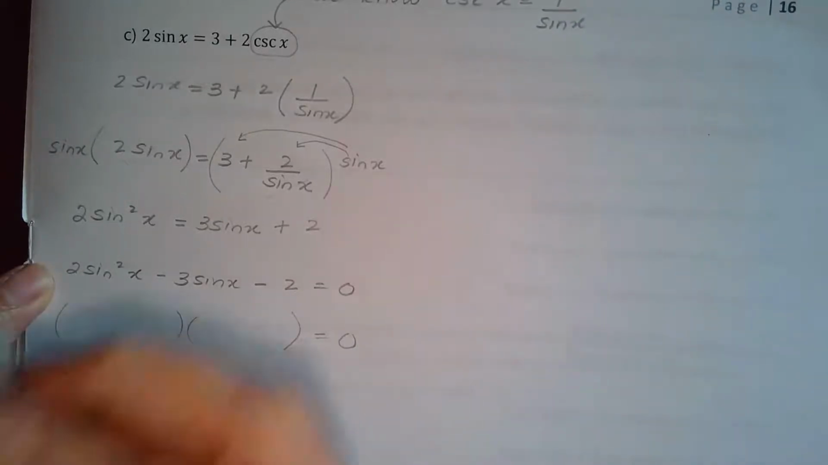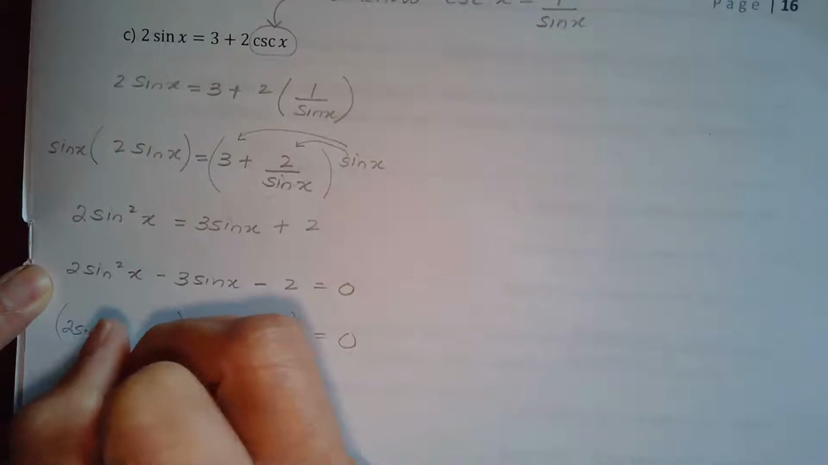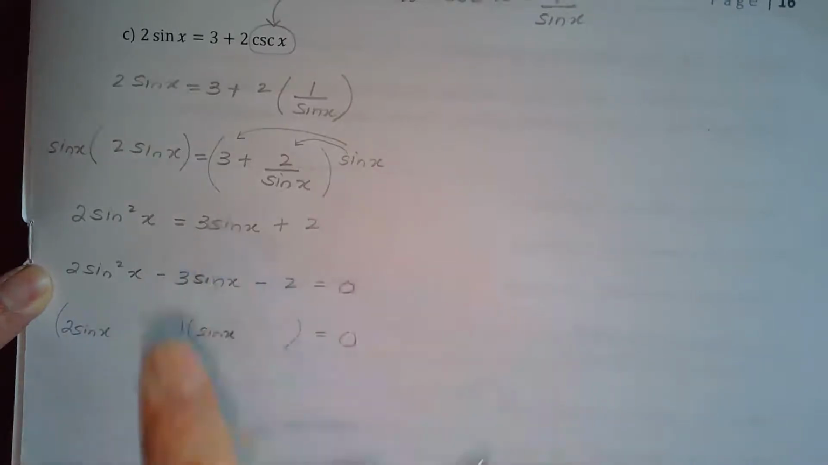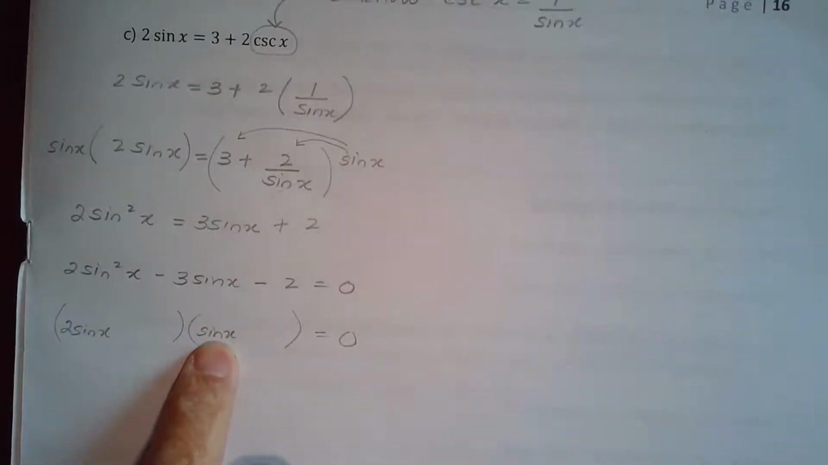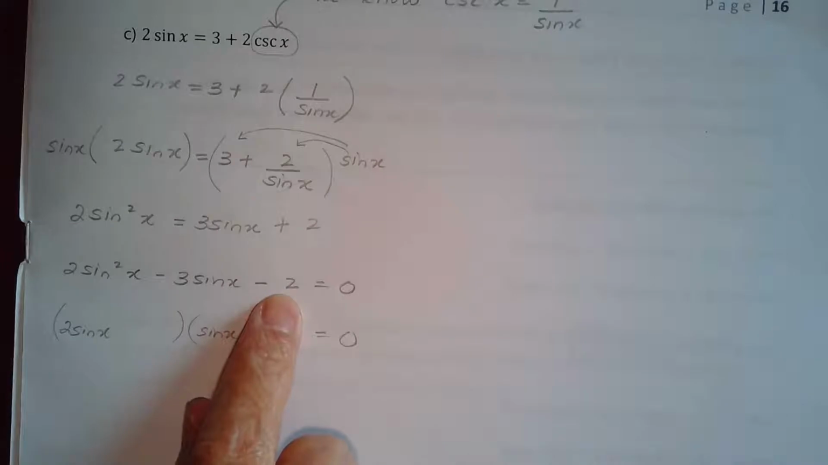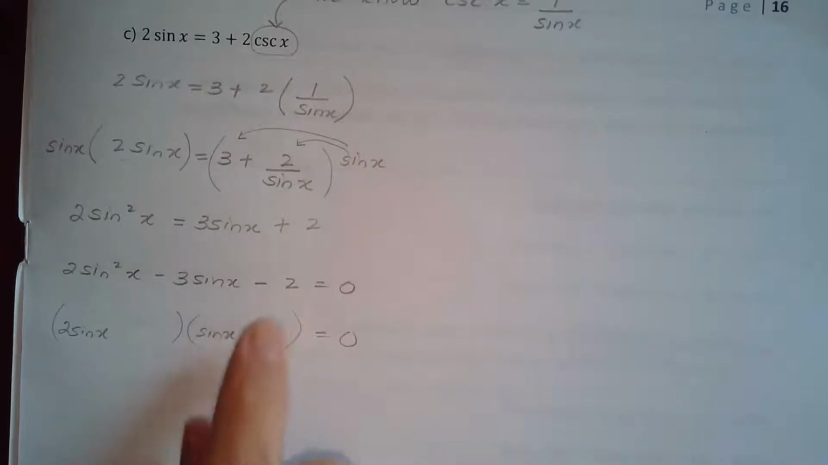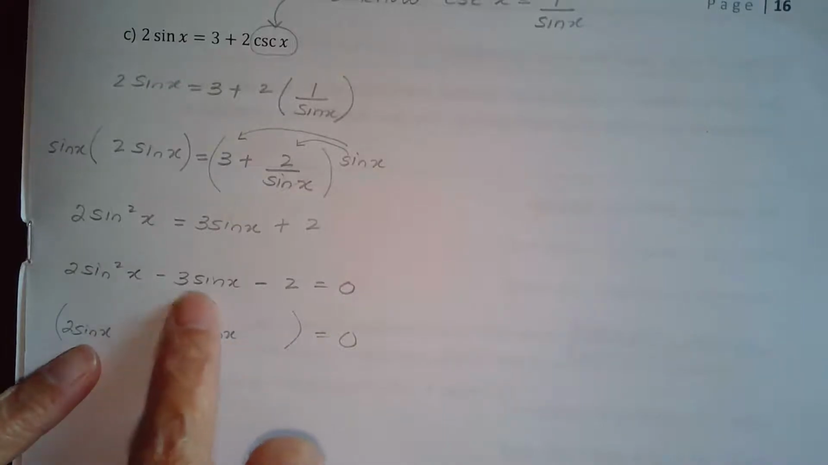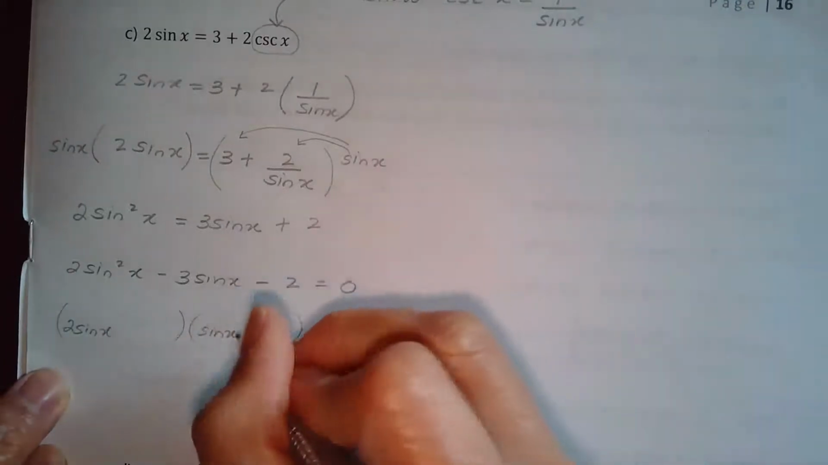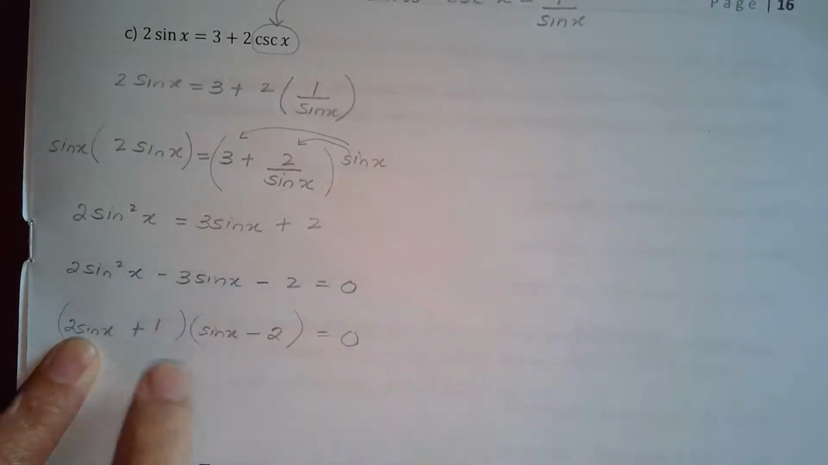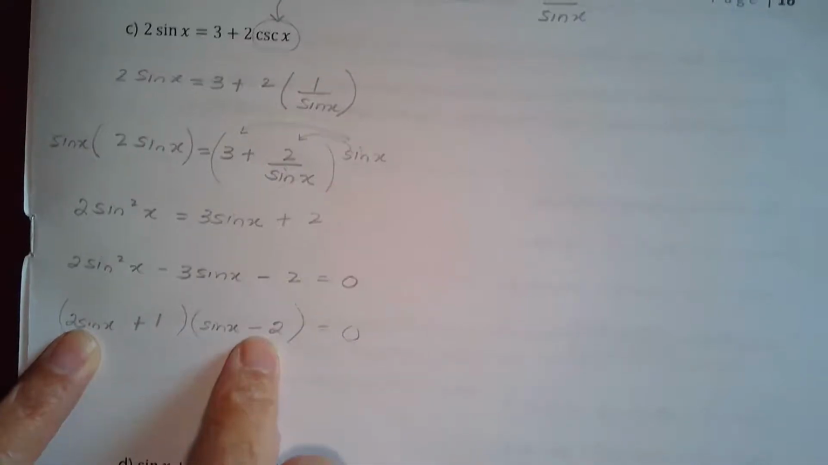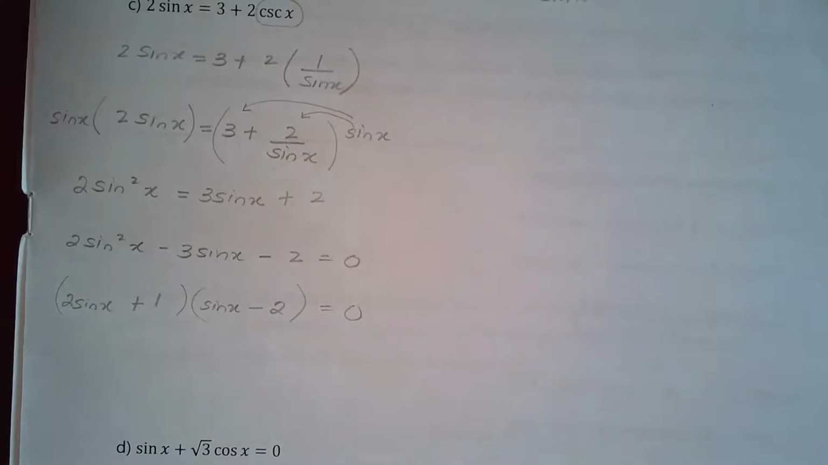How can I get 2 sine squared of x? I can get 2 sine of x times sine of x. That's going to give us 2 sine squared of x if we multiply these two. And then what about this one? I have a negative 2, but if we expand it, it should be a negative 3 in the middle. So what can we do? I can put negative 2 in here. That gives me a negative 4 and then plus 1, so a positive 1 there.